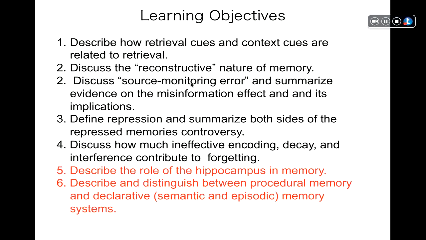Discuss how much ineffective encoding, decay, and interference contribute to forgetting, and a couple of red font objectives here. Describe the role of the hippocampus in memory, and describe and distinguish between procedural memory and declarative, that is, semantic and episodic memory systems. You'll have to read about those in your text.